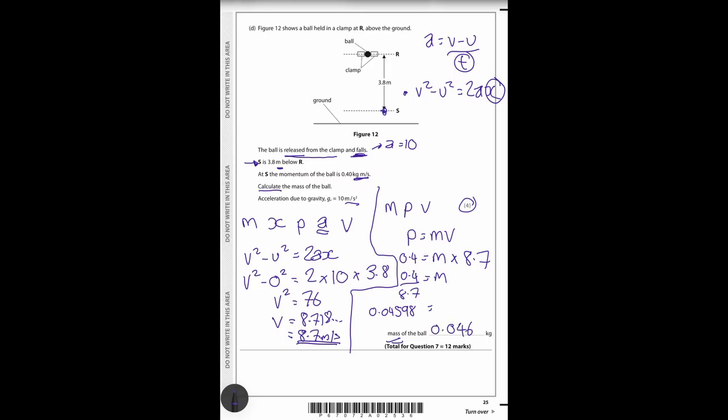And again, if I couldn't see what I was doing at the start of the question, I just used a sensible technique. I didn't panic and just did, okay, I'm going to do what I can do.